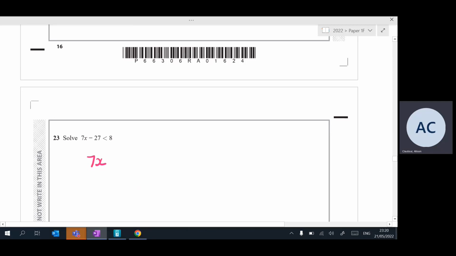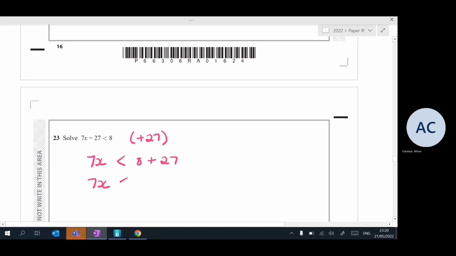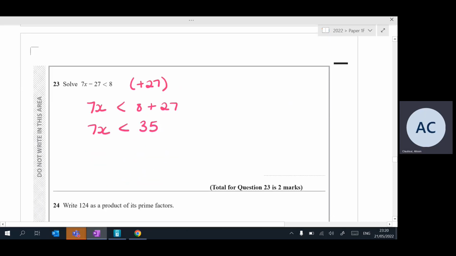Inequalities, solve it like you would an equation. So move all your x's to one side. So I'm going to add 27. So that gives me 35. I'm then going to divide by 7. Okay, if I divide by 7, I've got x is less than 5.